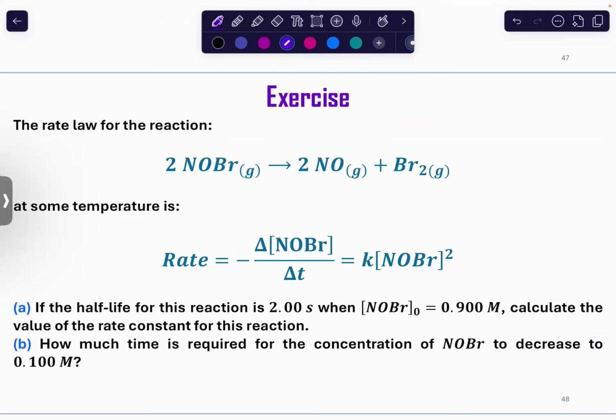So let's see if we can actually solve a problem. So here we have the rate law for this reaction, you can see k times the concentration of NOBr. You see it squared, so you know this is a second order reaction. If the half-life of this reaction is 2 seconds, when the original concentration of NOBr is 0.900 molar, calculate the value of the rate constant for this reaction.